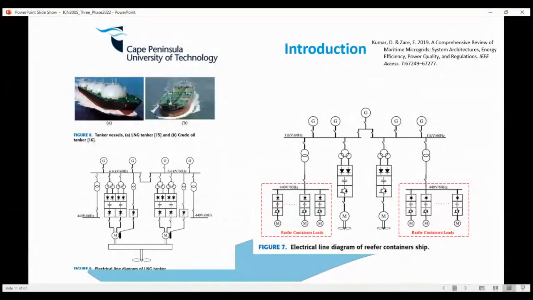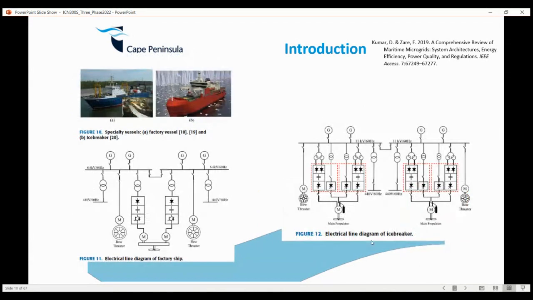It's got a different type. Essentially, it's all the same. You've got your generators producing volts at 60 hertz, and then it all steps down. Your single phase loads will be over here, and these are all electrical propulsion system types, just by the way.